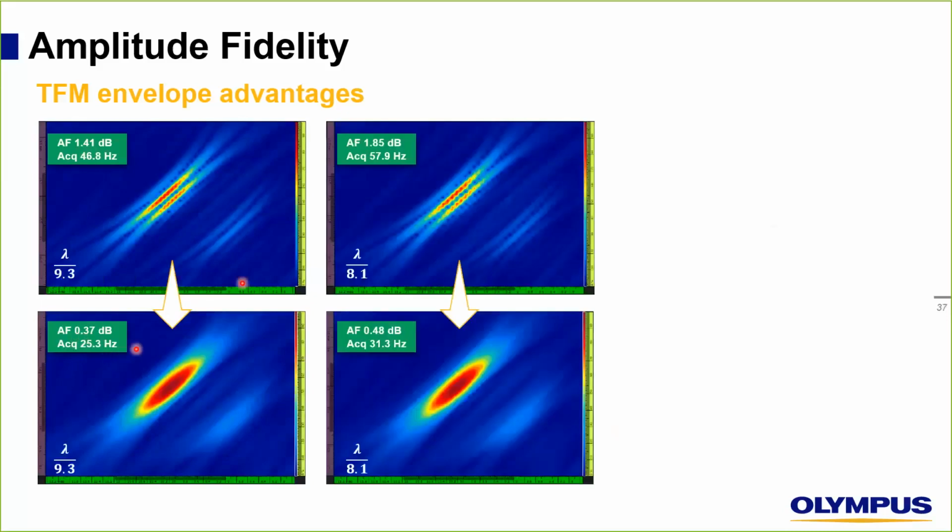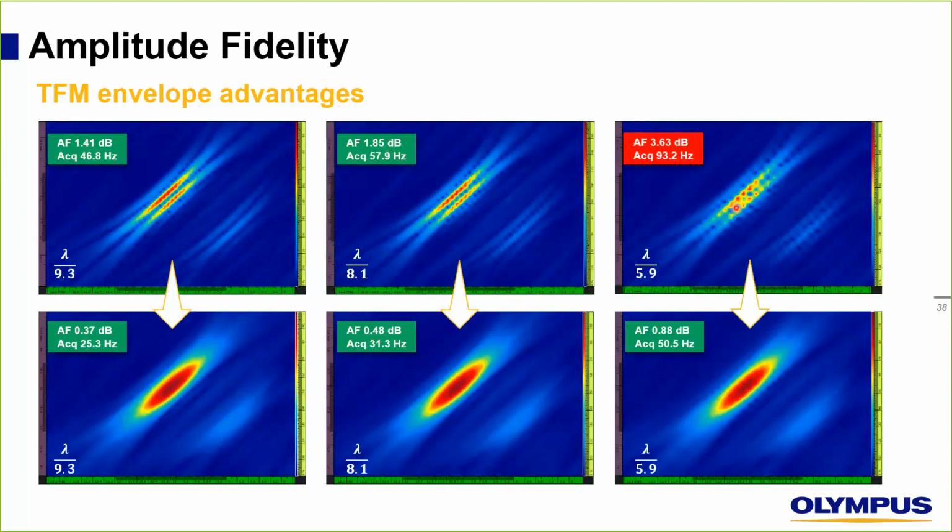Here we have 1.85 dB as amplitude fidelity. We apply the envelope, and it became 0.48 dB. Again, here the acquisition rate will drop a little bit. And of course, we are maintaining the same grid resolution here.